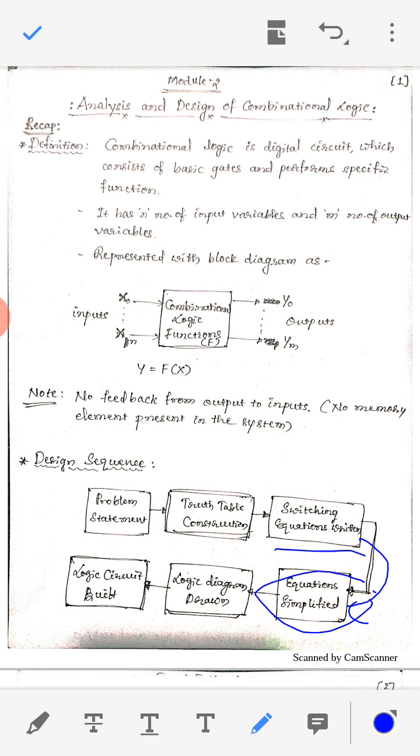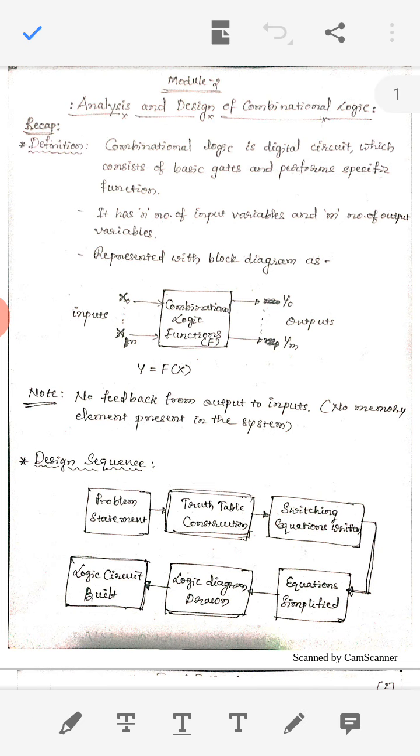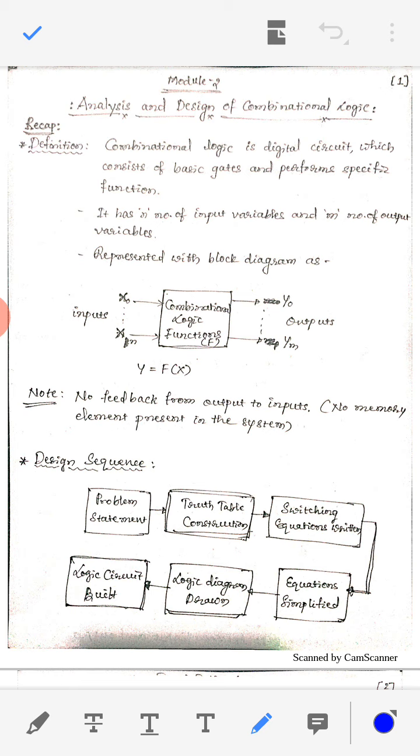Okay, so why do we need to simplify? If we simplify, then the design will be smaller, the component usage will be less, and the area will be reduced. Okay, so a lot of advantages are there. So we need to simplify.